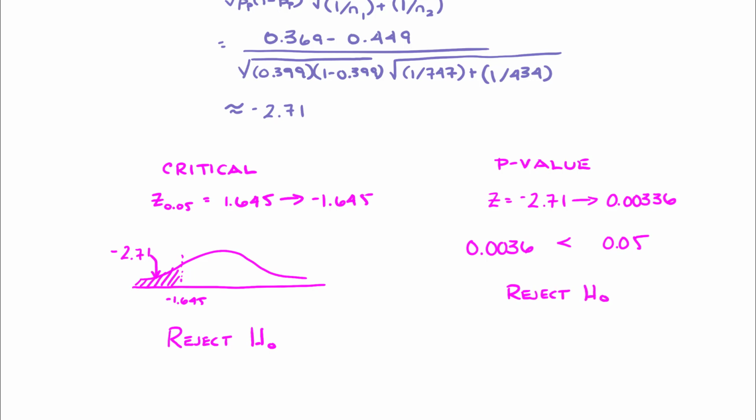And so what this means in terms of an interpretation is that at the 5% significance level, the data provides sufficient evidence to conclude that in the United States, the percentage of men who sometimes order vegetarian is smaller than the percentage of women who sometimes order vegetarian meals.